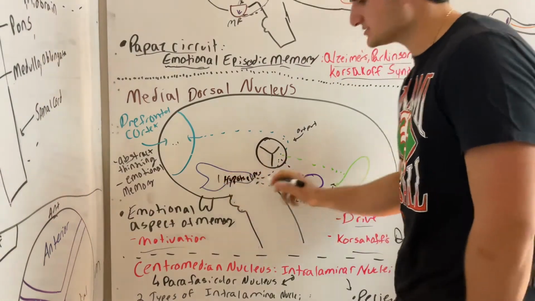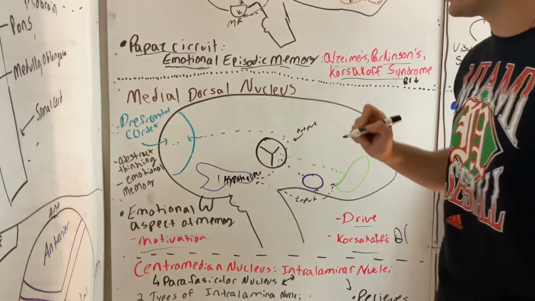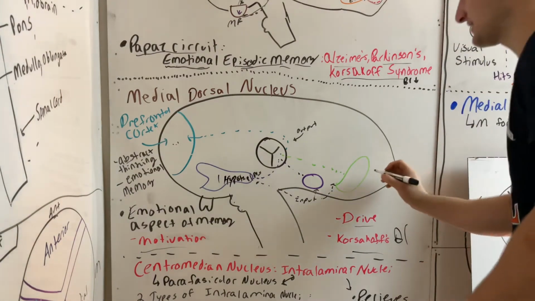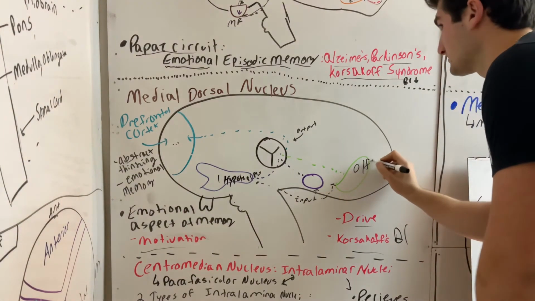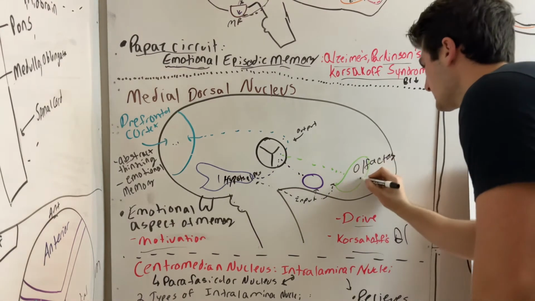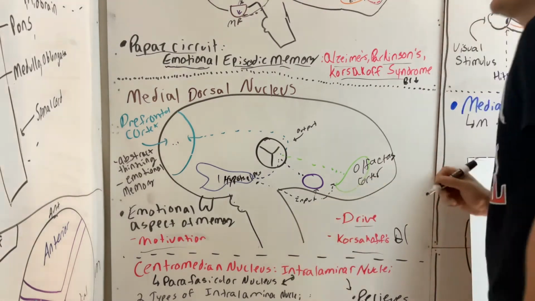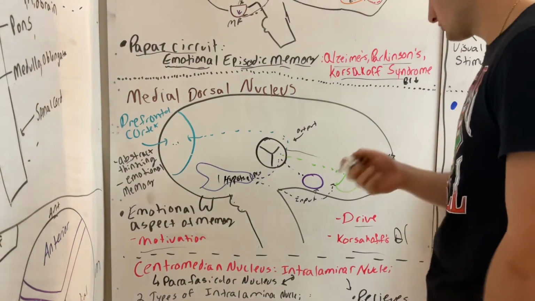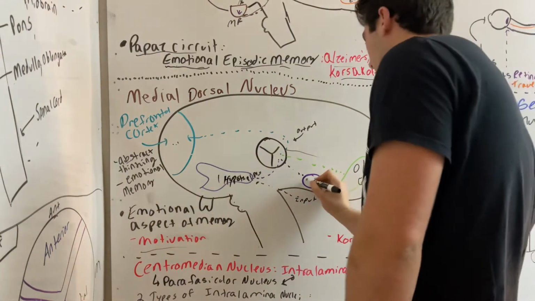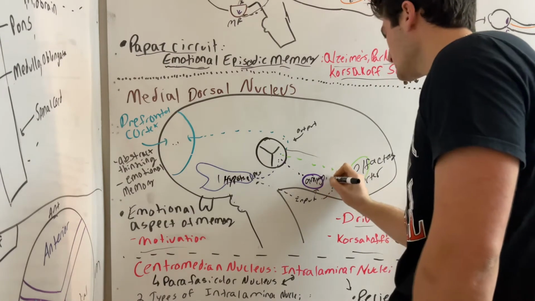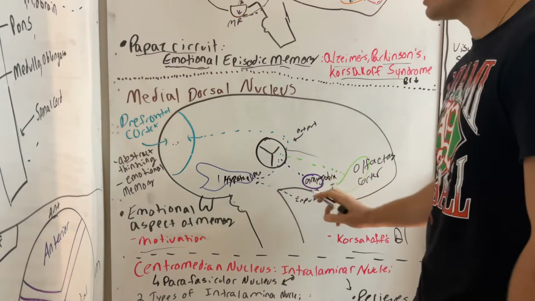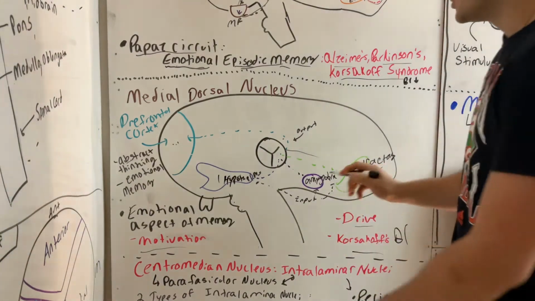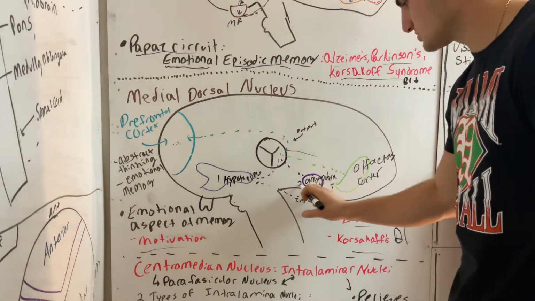Okay, so the hypothalamus is going to send it up into our medial dorsal nucleus. What else? This green guy, we said it was the olfactory cortex. Okay, so the olfactory cortex is going to also send supply here. Good. One other one. This one right here, the amygdala. What was the amygdala used for? The amygdala is used for what? Fear and aggression.